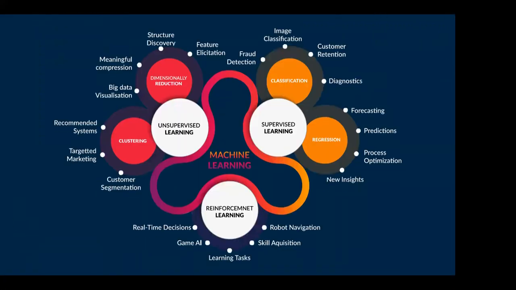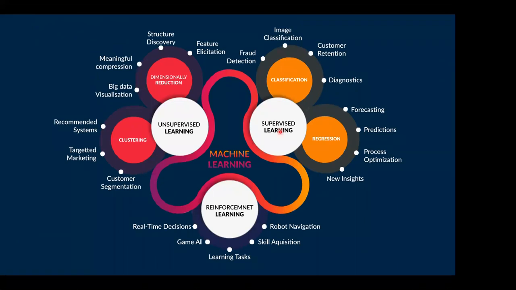If you look here, you can see that supervised machine learning can be applied to classification problems and regression problems like forecasting, predictions, process optimizations, and so on. And if you're using unsupervised learning, you can do meaningful compression, big data visualization, feature elicitation, likewise. It is not really advanced, right? But you have to understand what supervised learning is before moving on to unsupervised and then reinforcement. That is why I chose supervised learning to start. Otherwise, you will be confused in the process.